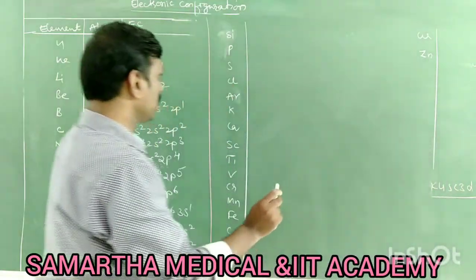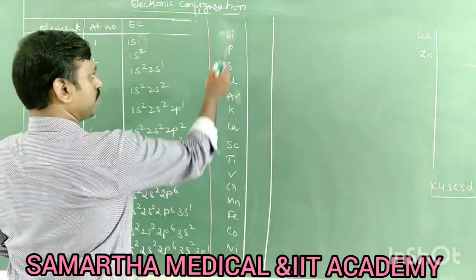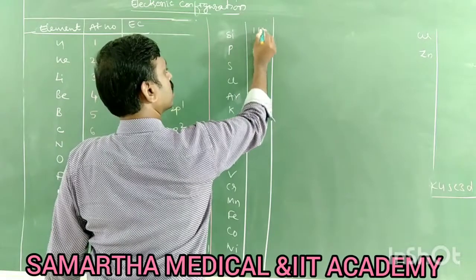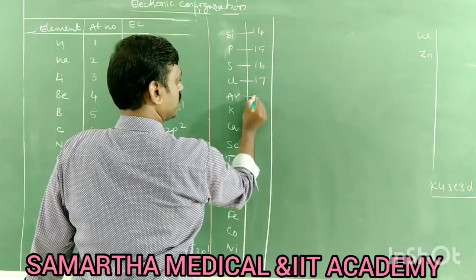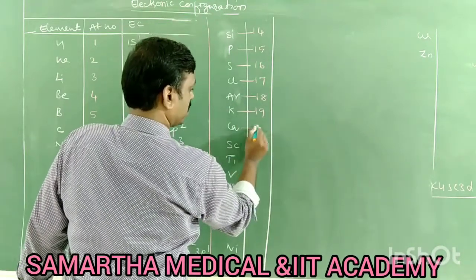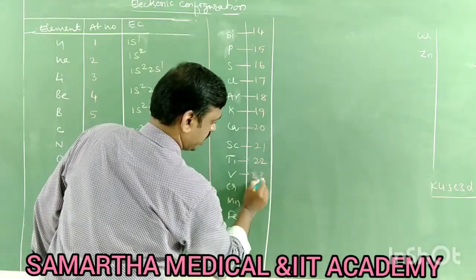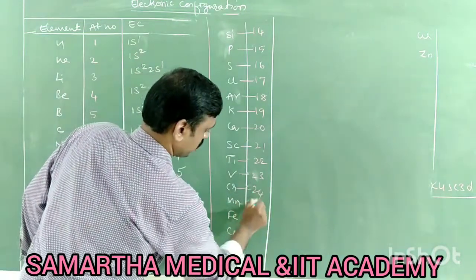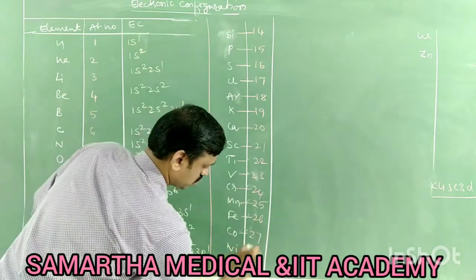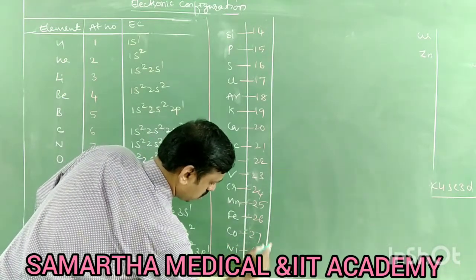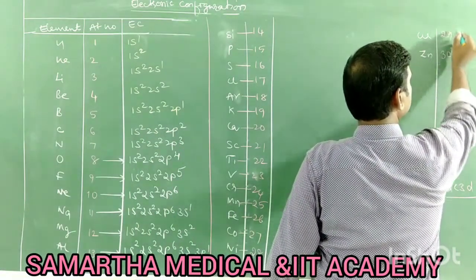Here, what are the atomic numbers of these elements? Come on, tell me. Silicon is 14, then 15, 16, 17, 18, 19, 20, 21, 22, 23, vanadium 23. Next, chromium 24, manganese 25, iron 26, cobalt 27, nickel 28, copper 29, zinc 30.